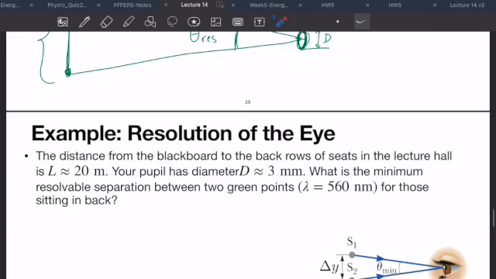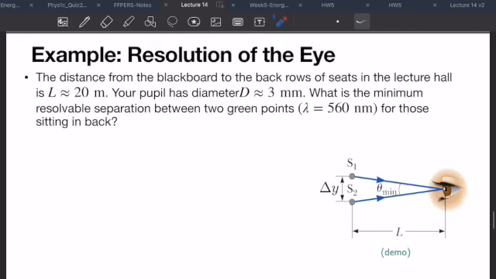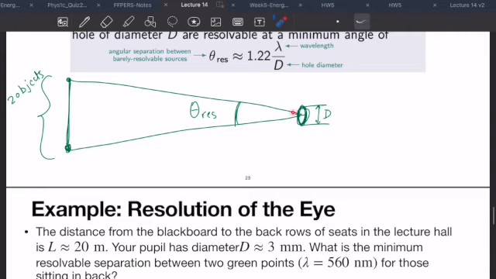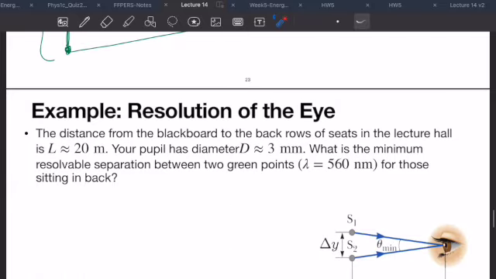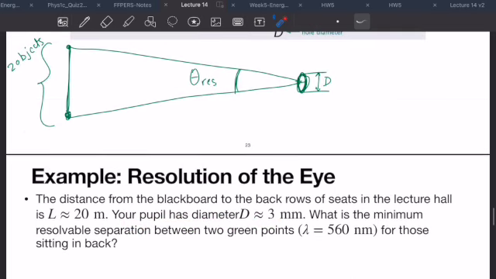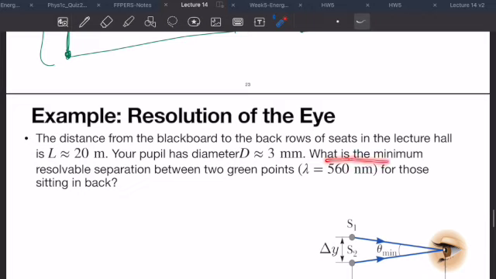So let's take a look at an example of this. This is exactly the example that I was just talking to you about, which is, let's say that the distance to the blackboard from the back row of seats in the lecture hall is about 20 meters. So here's a student's eye in the back row, 20 meters to the front of the board. Your pupil diameter is 3 millimeters. And so the pupil is the aperture through which these light rays pass. What is the minimum resolvable separation between 2 green points? And specifically, if we're drawing green points, the wavelength of light corresponds to 560 nanometers.